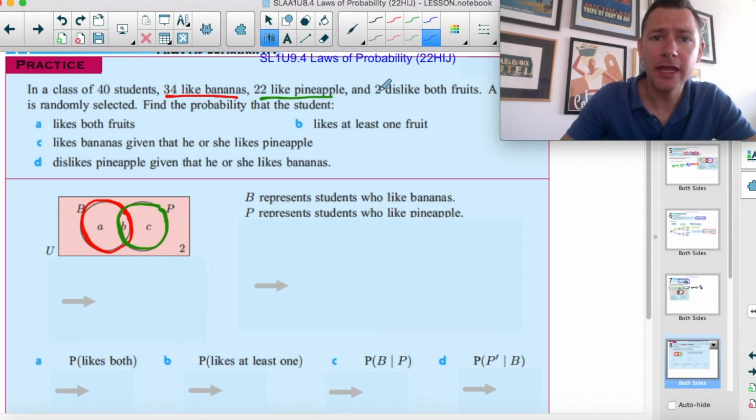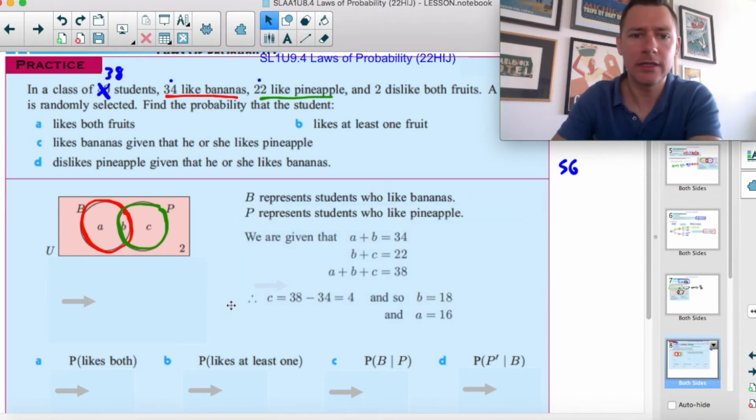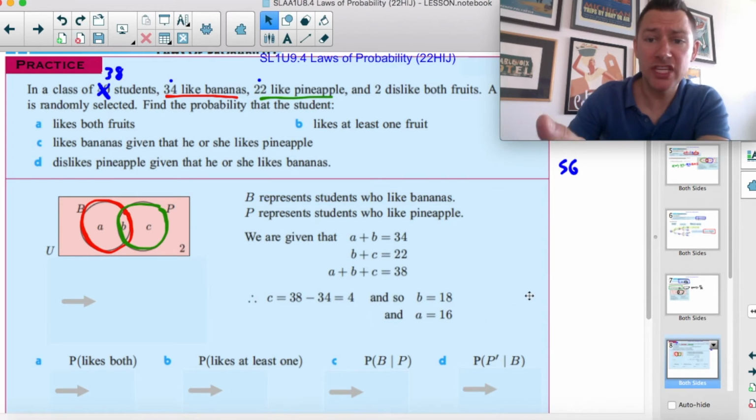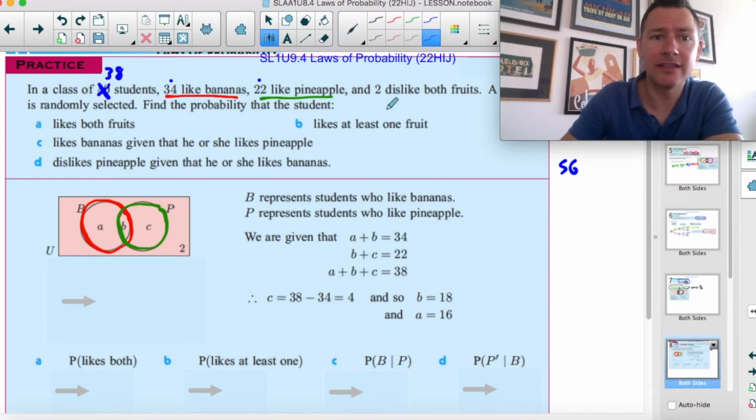So therefore, if 2 dislike fruits, I know that there are 38 in total that I'm supposed to be looking for. And if I add these up, I don't get 38. I get 56, which is more than 38. How much more? Well, subtract. You get 16 more, right? I see that there's 56 accounted for here and here.